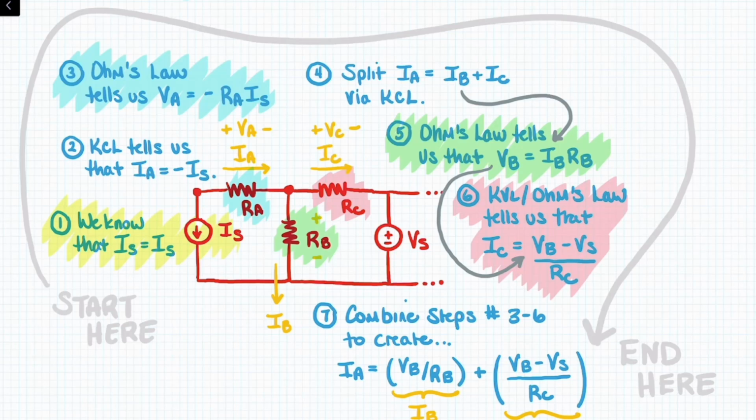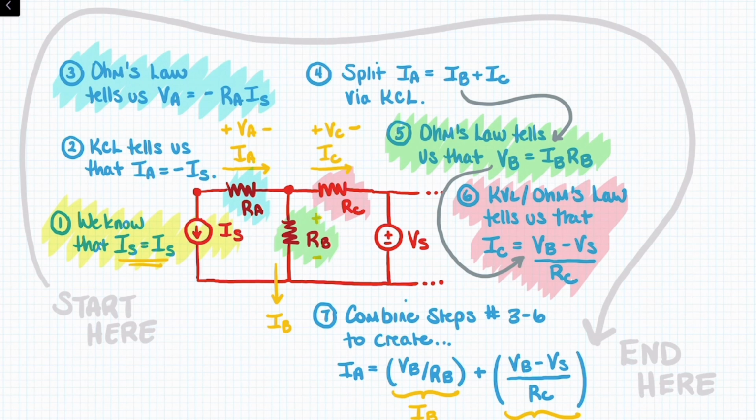It has a current source and a couple of resistors, as well as a voltage source. Now, it's not a single loop, it's not a single node pair. What's one way that we could solve? And what I've done is I've labeled some steps 1 through 7. 2, 3, 4, etc. So let's look at how we may do this. So first, we know that IS equals IS. Obviously, it's a source that's defined.